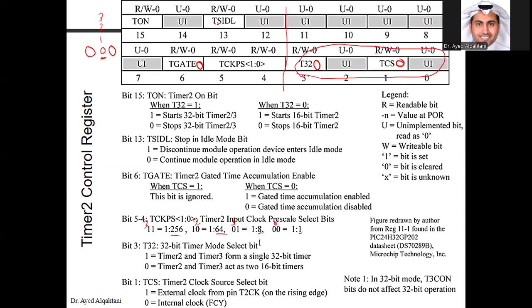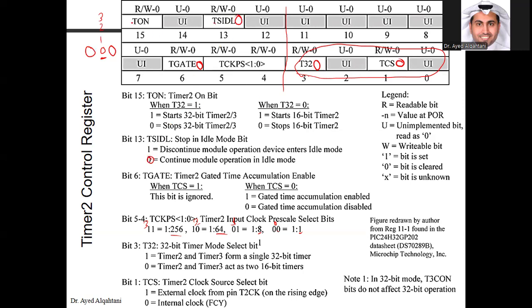One of them is the TSIDL. This is the stop in idle mode bit. We will always assume that it's going to be 0. So we continue the module operation in idle mode since we didn't reach the idle module yet. We will talk about this later. And even when we reach it, we will never change this. Always when we have an SIDL, whether it's a timer or any other module, we will choose it to be 0. There are some applications for it, but it's not that critical. So we will choose this value to be always 0.